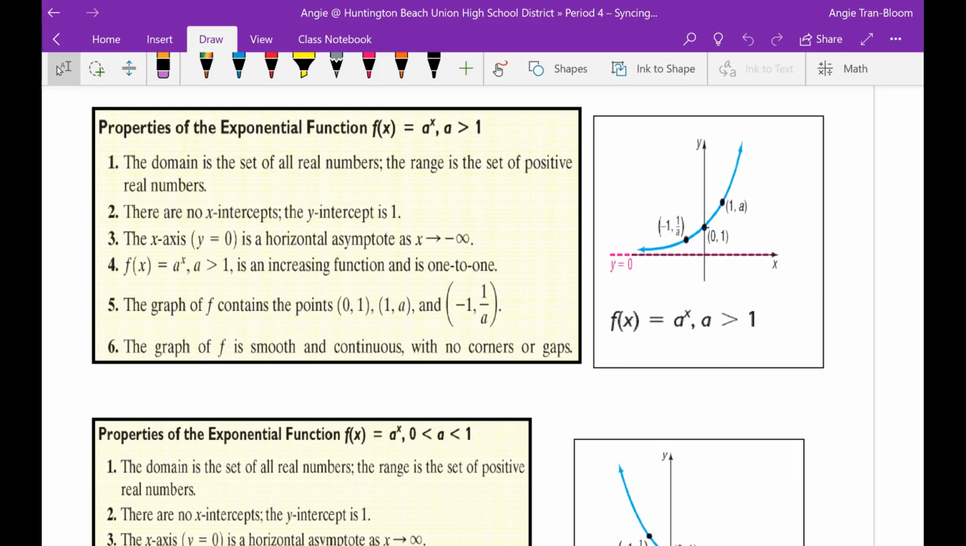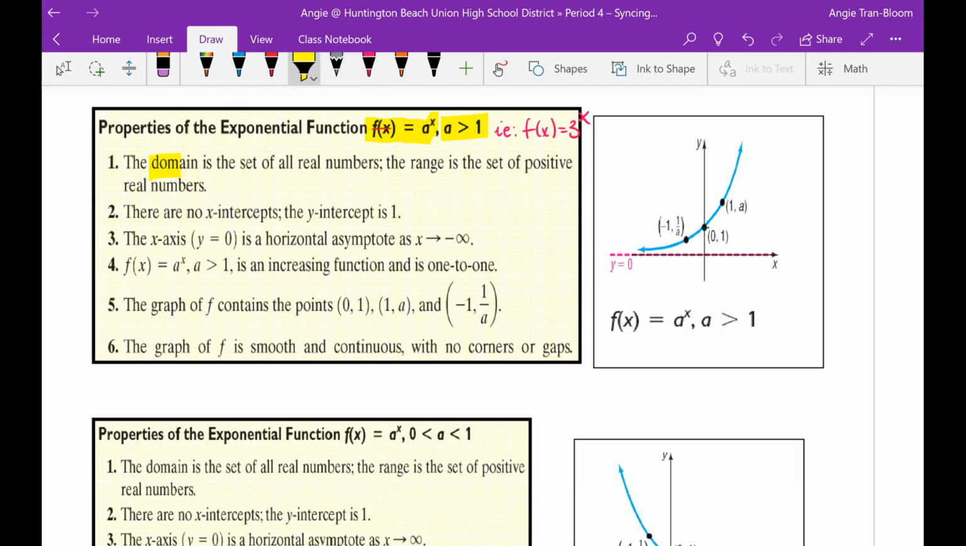Just a review for you, properties of the exponential function. The exponential function is f of x equals a to the x, where a is greater than 1. A quick example, f of x equals, let's say, 3 to the x power. Your a is 3, and that's definitely bigger than 1.